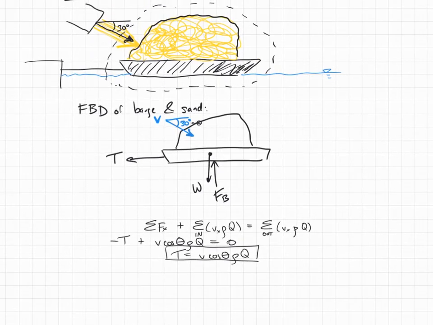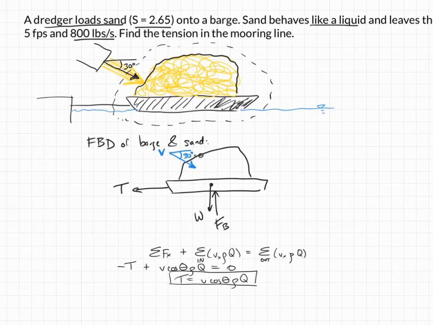Maybe. Let's see. What's V? 5 feet per second. Golden. Cosine theta. Theta's 30. Golden. Rho, the density of the sand, is easy because we know it's 2.65. So it's going to be 2.65 times what? What's the density of water in the English system? Oh, that's right. It's 1.94 slugs per cubic foot. All right. Well, what's Q? What is Q in this case?